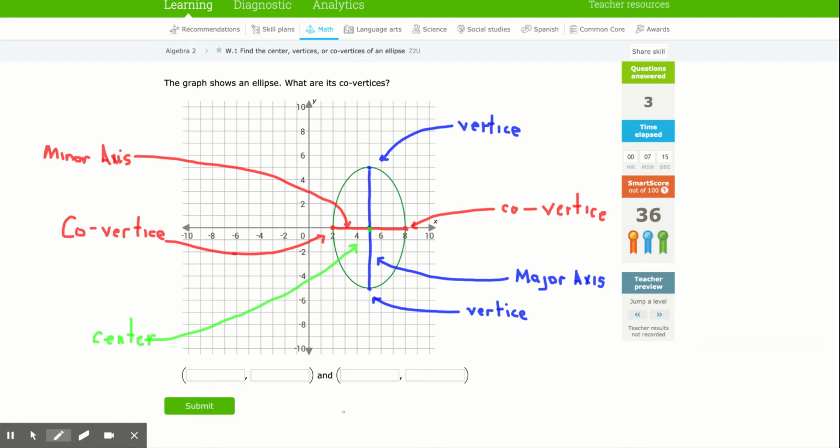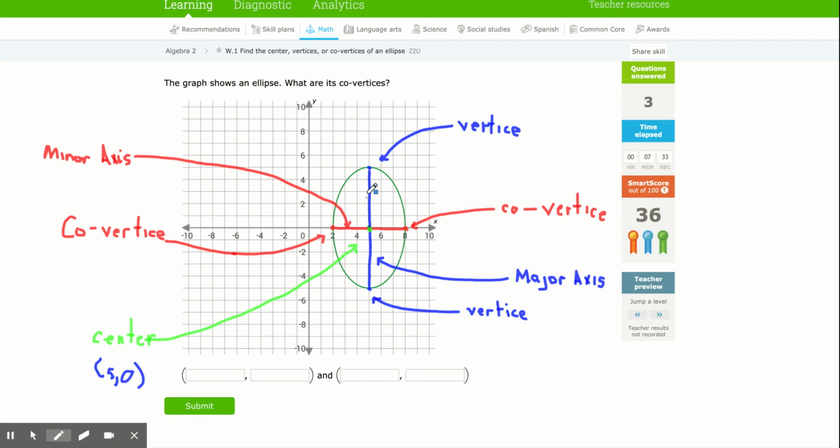Welcome. Today's lesson is on ellipses or ovals. Now, ellipses do have a center, which is right in the middle, that they call the center. So the center for this one would be the point (5, 0).